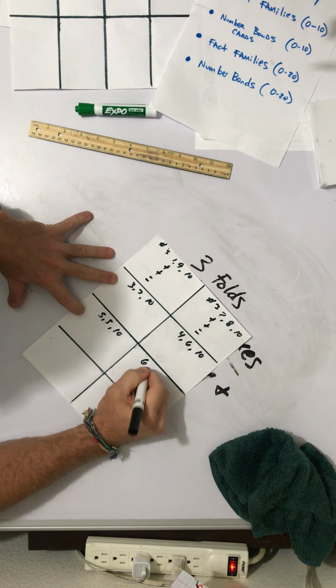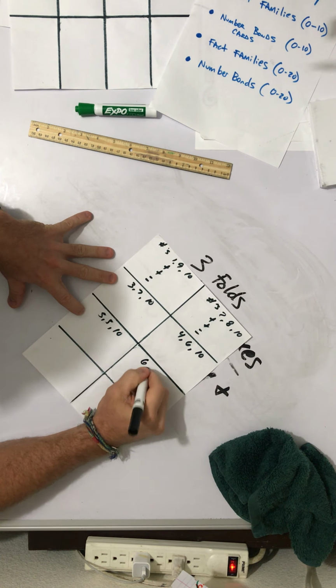6 and 4, this is kind of a turnaround fact. It looks very similar. 3 and 7 was the same. If you want to do 7 and 3, that would be okay. And then what else do we have? We have our 8 and 2 forms 10. This would be a turnaround fact. So some of these are going to look very similar, just the numbers in the wrong place.